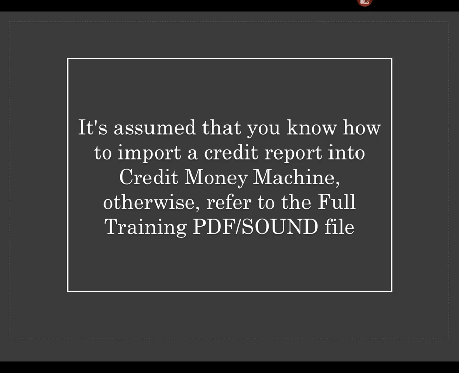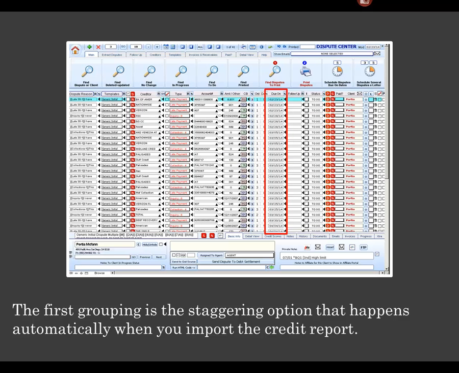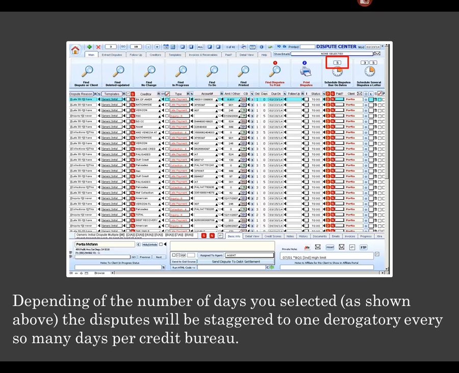It's assumed that you know how to import a credit report into Credit Money Machine. Otherwise, refer to the full training PDF sound file. The first grouping is the staggering option that happens automatically when you import the credit report. Depending on the number of days you selected, as shown above, the dispute will be staggered to one derogatory every so many days per credit bureau.